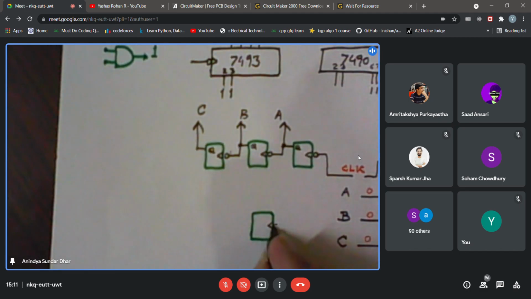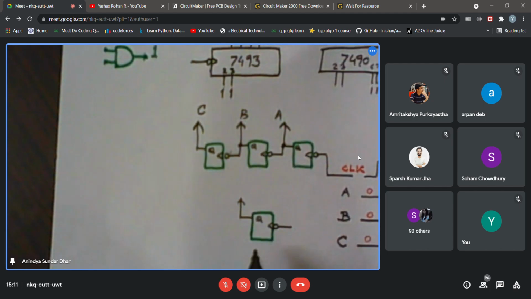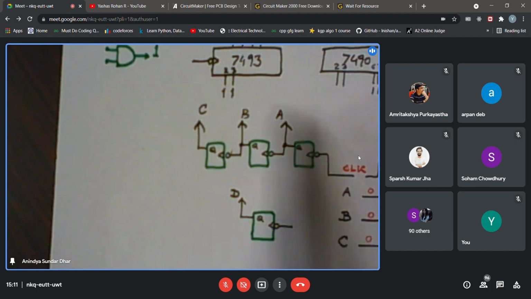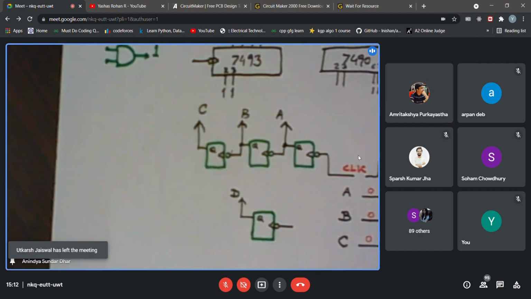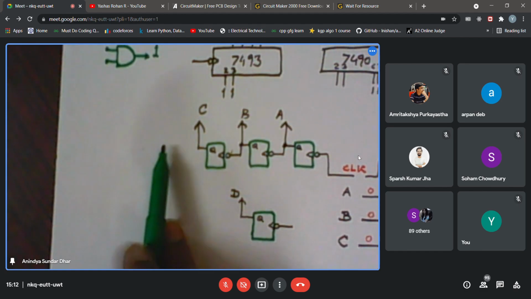It should have a clock input. It should have an output. So where should I connect it? Suppose I have drawn it right now in isolation. Where do you think I have to connect it in this chain? C goes to the clock of the fourth one. So you are saying that it would have been nice if I had drawn this one over here, just like this, in a chain.